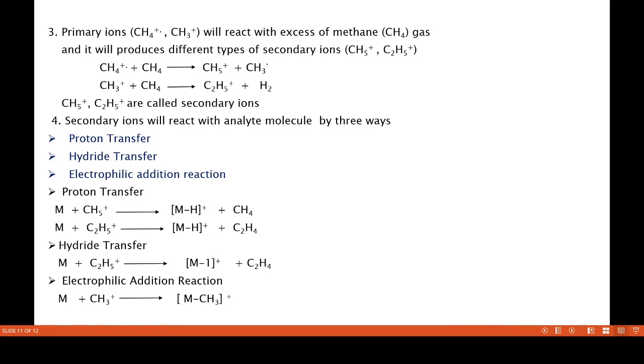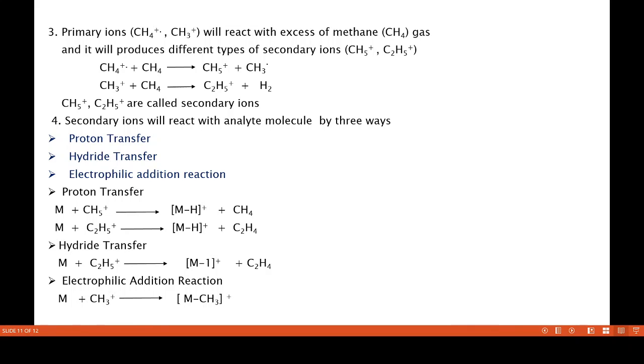In the fourth step, the secondary ion reacts with the analyte molecule. It reacts in three ways. The three ways are as follows. The first one is proton transfer, the second one is hydride transfer, and the third one is the electrophilic addition reaction.